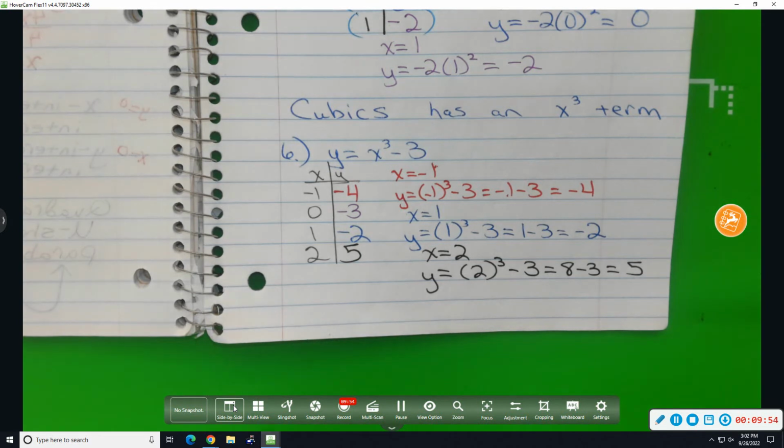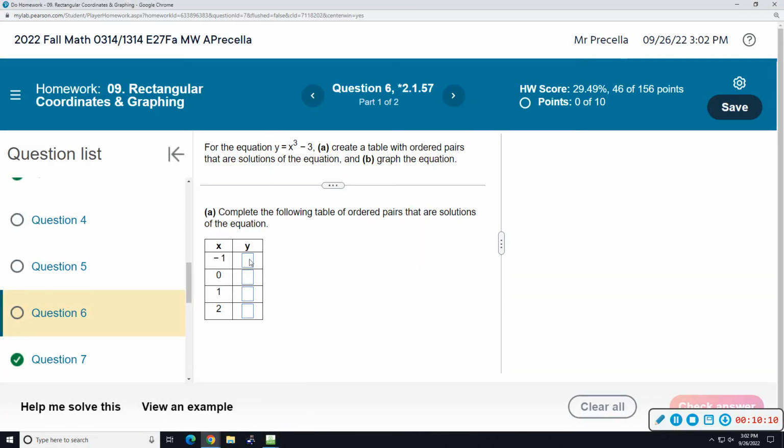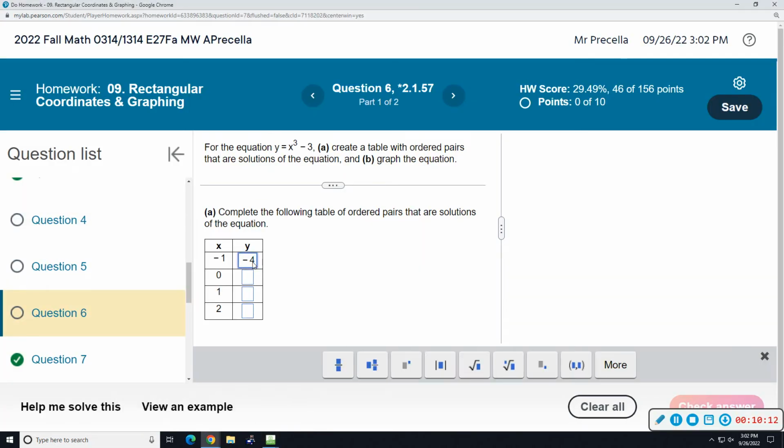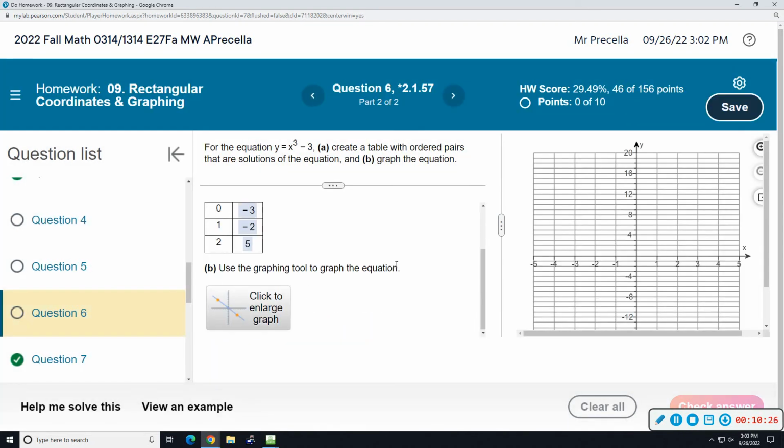Any questions there on how we filled in that table? So we're going to be punching in -4, -3, -2, and 5. So we come back over here. We're going to punch in -4, -3, -2, and 5. Is that what I wanted to enter there? So check answer. Okay. Now we're going to draw the graph.